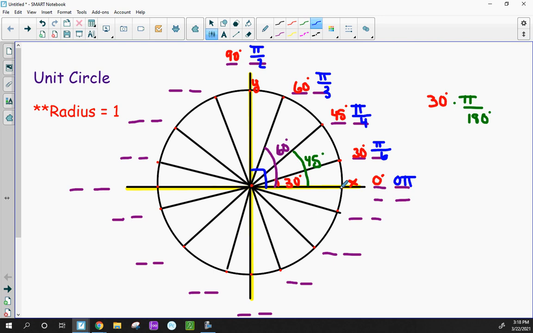Alright, so once you learn the first quadrant, the rest of it will fall into place. So this is the most important quadrant to start memorizing. Once you've got this down pat, the rest, again, will fall into place. They're so much easier. Here's the pattern.